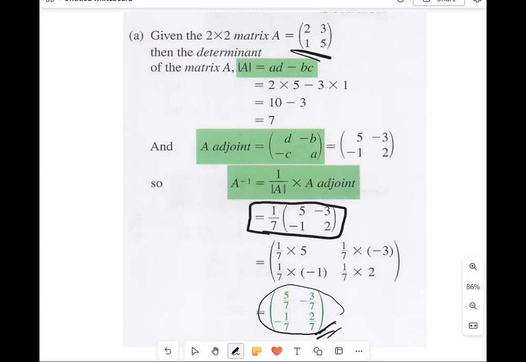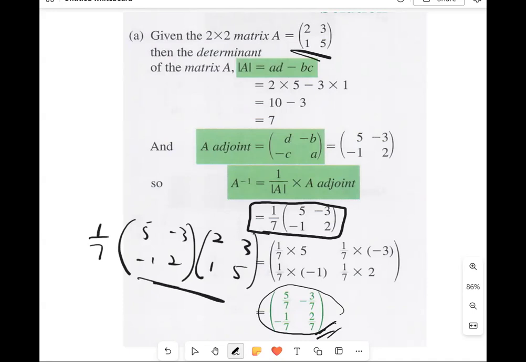So this is what you should do. Take 1 over 7, 5, minus 3, minus 1, 3, times 2, 3, 1, 5. Multiply these two first. And when you finish, multiply by this. And see what happens. I'm not going to do it for you. I want you to practice some. See what happens when you multiply a matrix by its inverse.